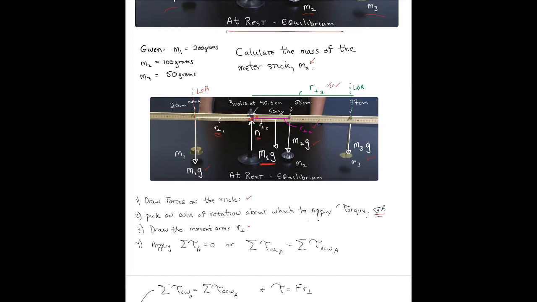Now when I apply net torque equals 0 about axis A, some torques are plus, some torques are minus. Then I said that's equivalent to saying net torque clockwise equals net torque counterclockwise. So in this picture, if anything rotates the stick clockwise, that's a positive torque. The good thing about net torque clockwise equals net torque counterclockwise is I don't have to think about pluses and minuses. I just have to think of clockwise and counterclockwise.